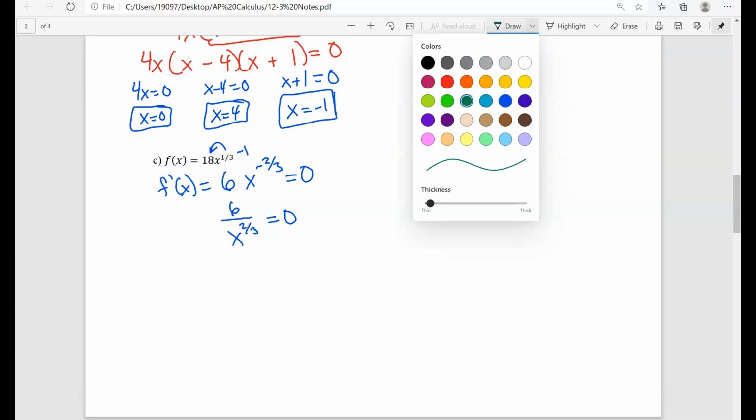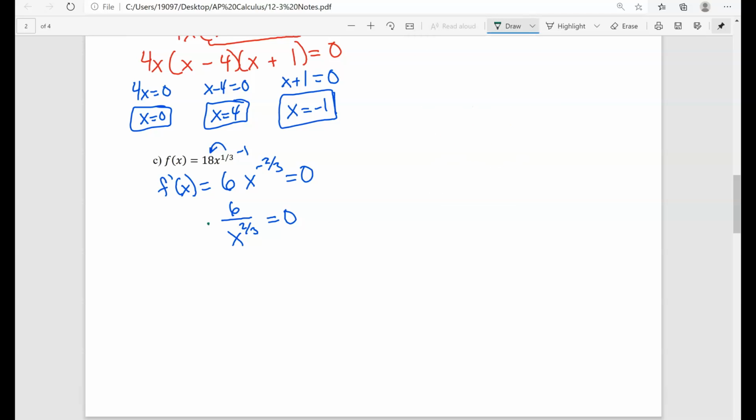Okay. All right, and now let me solve first. So notice that I can move the x to the 2/3 to the other side. Oh, but what happens when I do that? So if I do that, I'm just going to get 6 is equal to, well, 0 times x to the 2/3 is just 0. Oh, I don't have anything. That means there's no solution here. So no critical points for this guy. Okay, so I'm left with nothing.